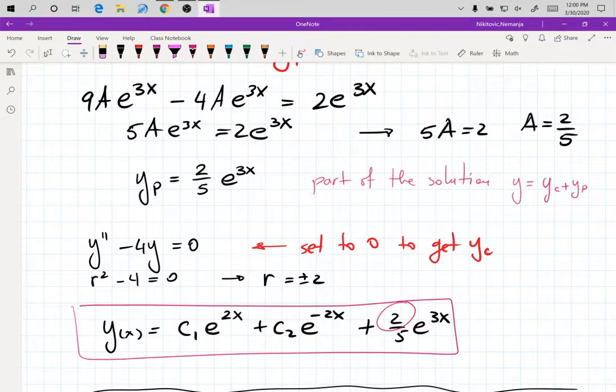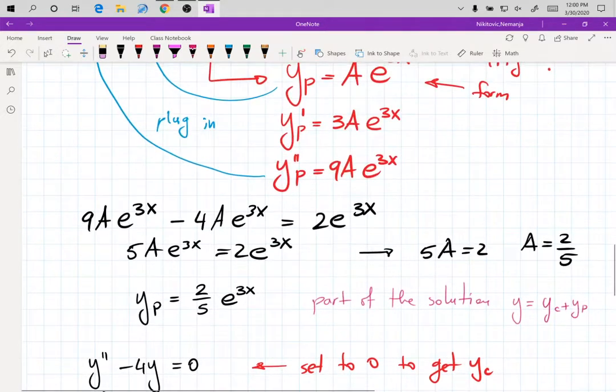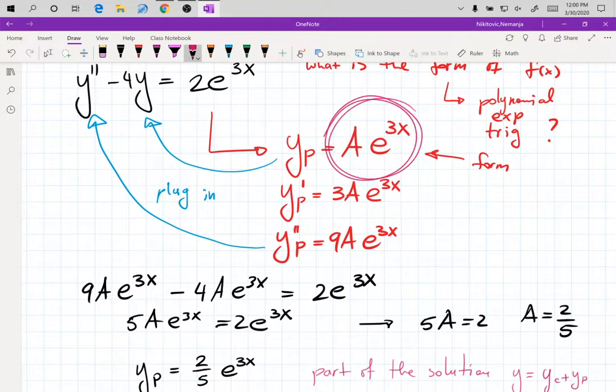Now the next part is, does this include a 2? No, because the solution was assumed to be this one with the a, and you plugged in the 2/5 for that a, so we are no longer using this 2. You only use it to calculate that a.